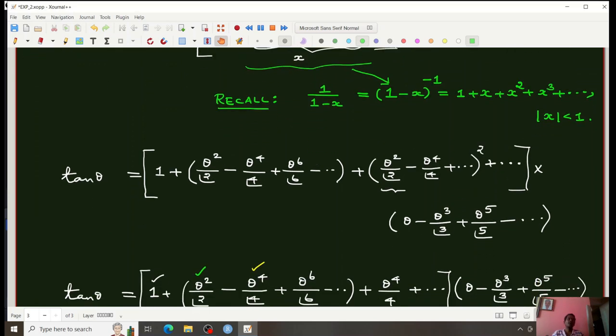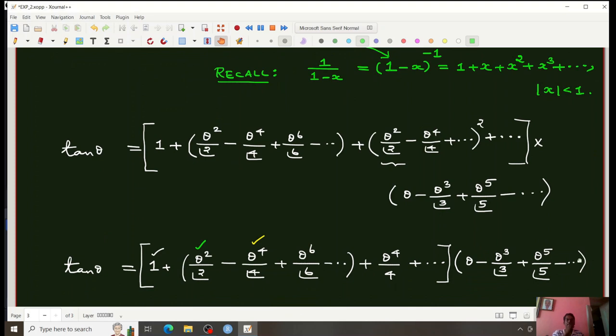Okay. Now, what we are going to do is, we have to multiply this 1 with this term. So, 1 multiplied by this, what you will get is, before that, let us simplify this term.